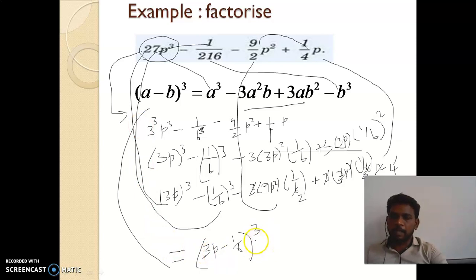So power 3 is there, so we can write it with 3 factors here, that is (3p minus 1 by 6) into (3p minus 1 by 6), again into (3p minus 1 by 6). Right? So these are the factorization of the given question.